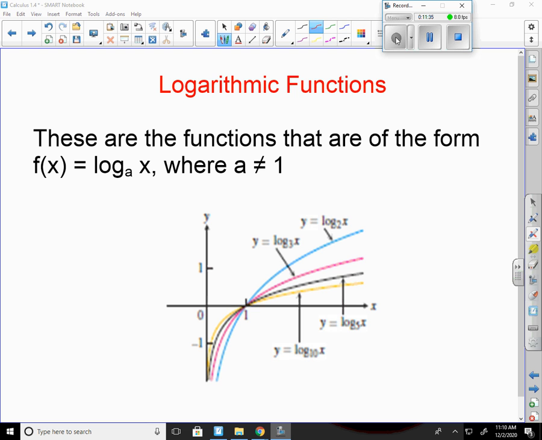Last type is a logarithmic function. These are the functions that are of the form f of x equals log base a of x, where a can't be equal to 1. So if you look at a logarithmic function, it might remind you of an exponential function. It's just like going the opposite direction. It starts at the negatives and then comes upwards and flattens out.